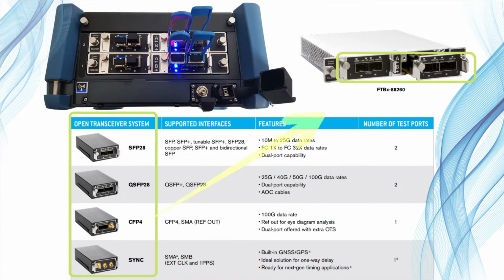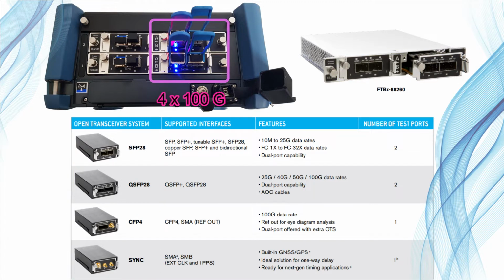FTBX88260 offers 2 OTS slots, A and B, that can each house any of the options for SFP, QSFP+, QSFP28, or CFP4. With this quad-port 100G kit configuration, you can run 4x100G BERT test. It will minimize the testing time required, reducing OPEX and improving technician efficiency.